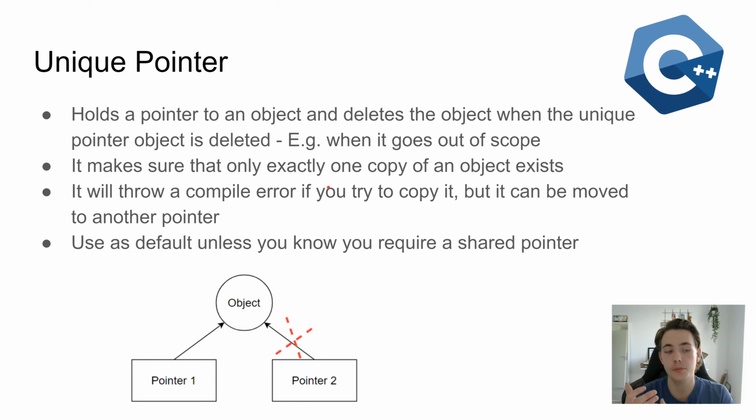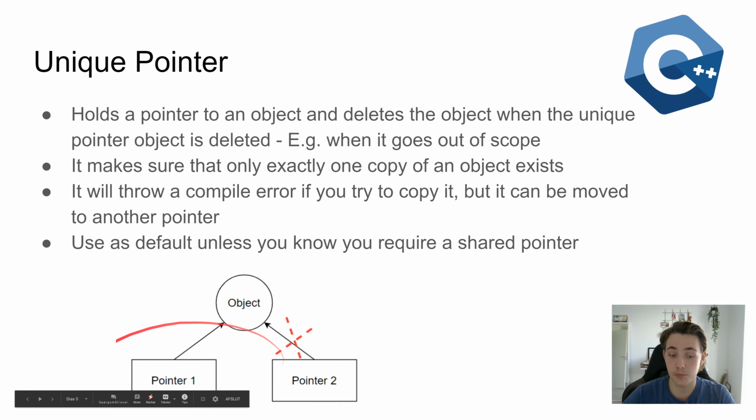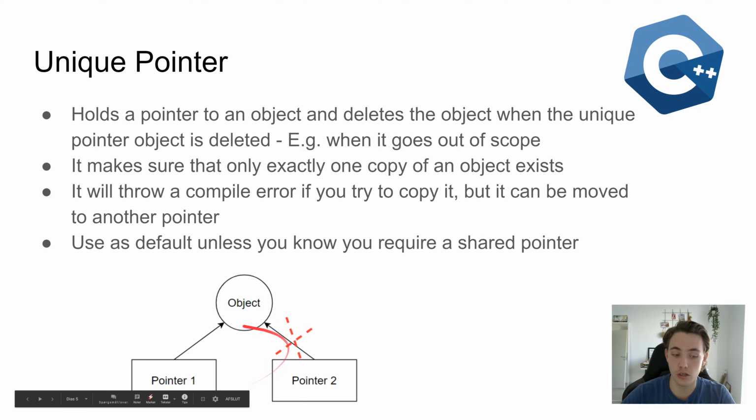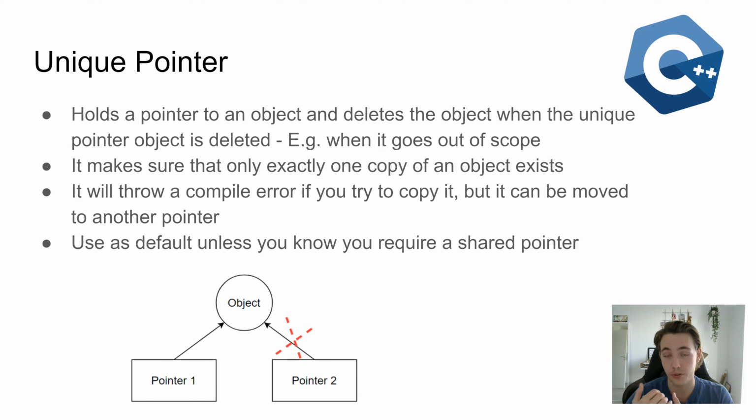But it can actually be moved to another pointer. Let's say we have this pointer 1 here, and we want to move it to pointer 2, so pointer 2 is now pointing to the object instead of pointer 1. Then we can use the function move. It doesn't copy it, it just moves the pointer from 1 to 2, and then we can use pointer 2 pointing to the object just as we did with pointer 1. That can be used for different purposes when we're moving between pointers with a unique pointer.